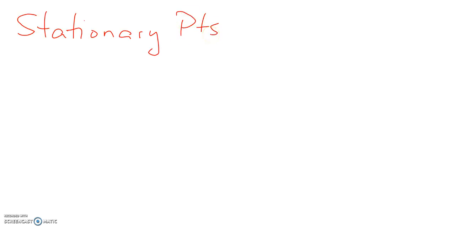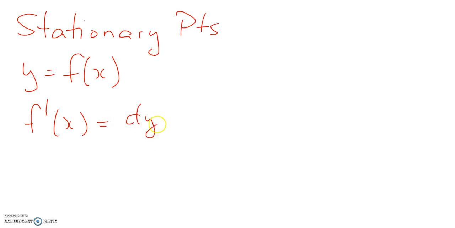Okay, we're going to talk about stationary points in this video. Stationary points are something that you'll need to know about to do the assignment. Basically, if you've got a function y equals f of x, then the stationary points are the points where f dash, which equals dy by dx, equals 0.